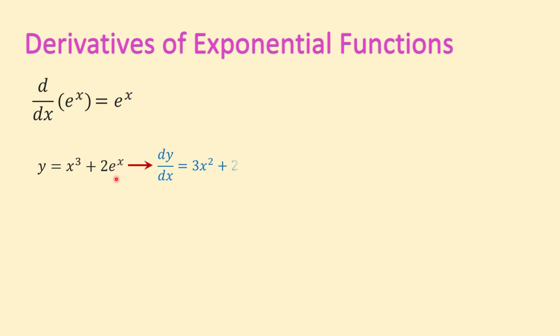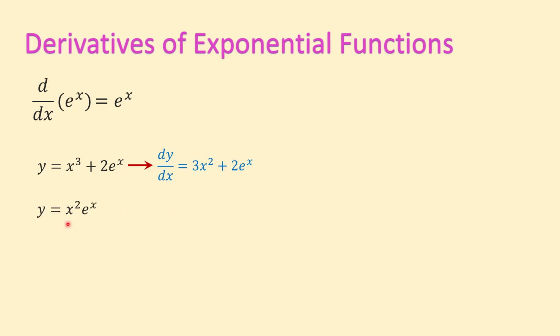So, derivative of this function is 3x squared. Derivative of x cubed is 3x squared. And to find derivative of 2e to the x, we keep the coefficient, we write the coefficient, and we take derivative of the rest of the term. Derivative of e to the x is e to the x.